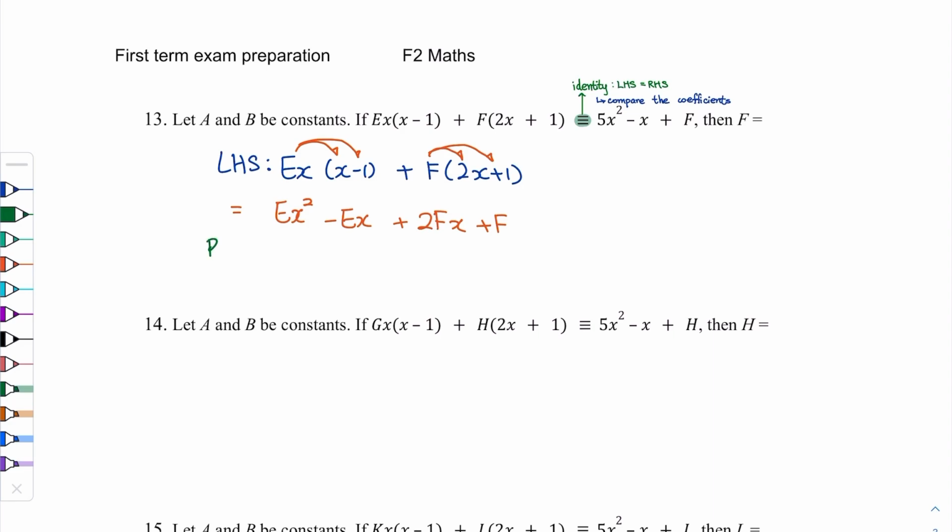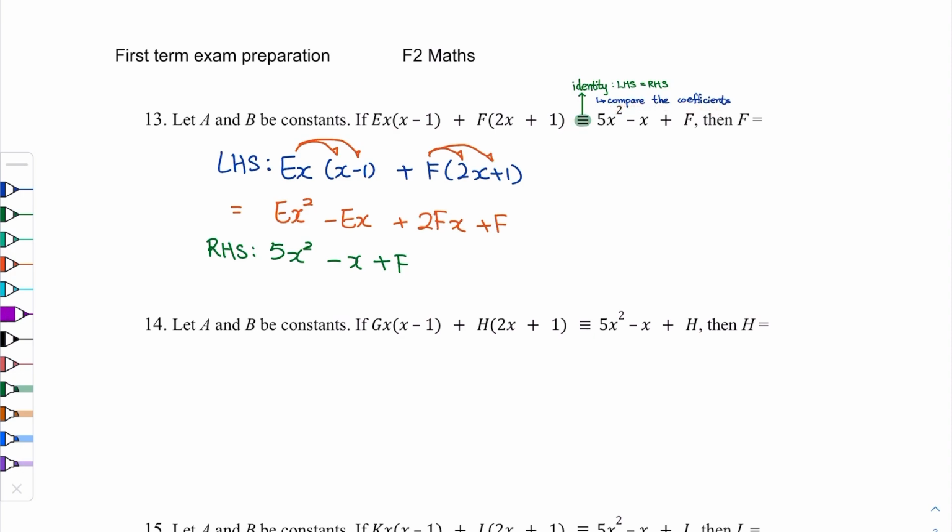How about the right hand side? Anything to expand? Sometimes we do, sometimes we don't. If we can, then we have to do it. If we don't, then no need. Let's see what we can do here. Nothing, because it's all expanded already. Then it's an identity. We can compare the coefficients.